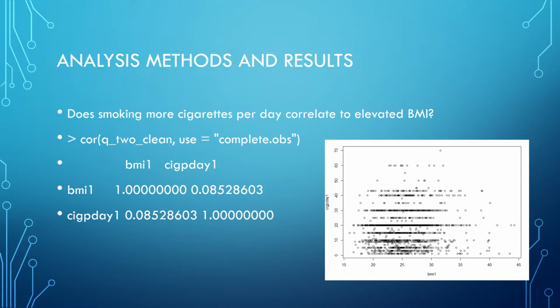Moving on to question 2, does smoking more cigarettes per day correlate to elevated BMI? In other words, do heavy smokers weigh more than light or non-smokers, and can smoking be used to regulate weight? The result of our correlation analysis is shown along with the scatter plot. Here we would be looking for a correlation coefficient of close to 1 to establish that there was a strong correlation. What we see instead is the value of 0.085.